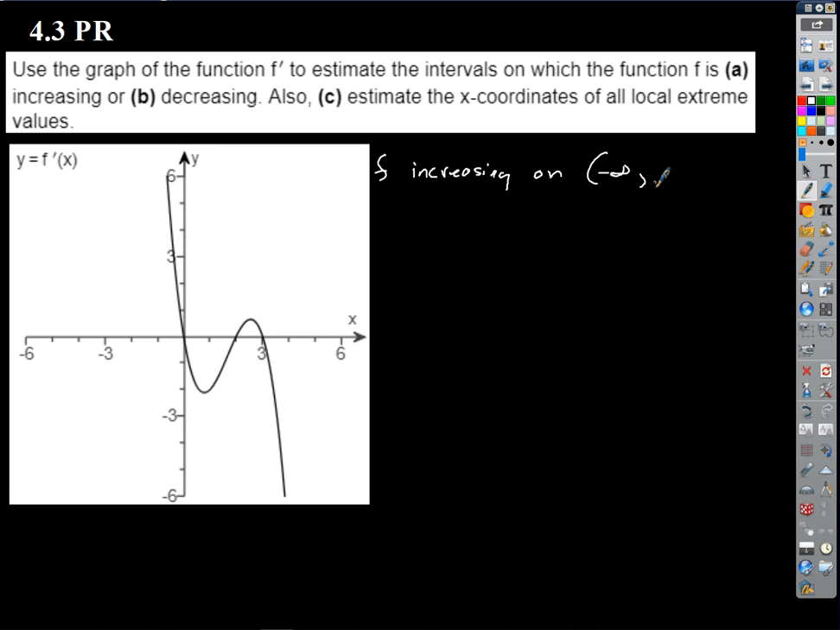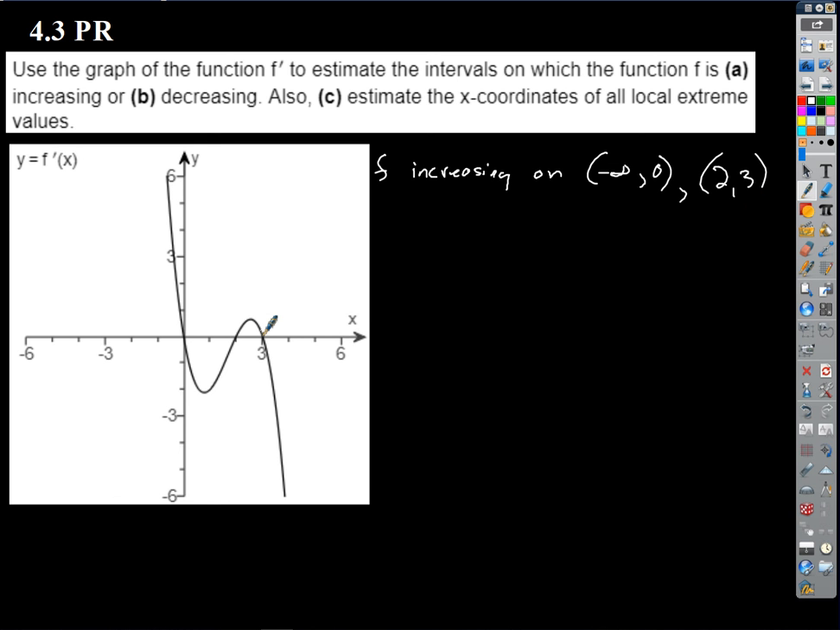Negative infinity to 0. Now, open or closed? Open. Open, good, because it's not happening at 0, it's not increasing or decreasing, it's a transition point, right? Comma. 2 to 3. Everybody see that? Okay, we're just looking at the places where the derivative is positive. That's a simple relationship, but it's kind of hard to conceptualize at first. Where the derivative is positive, the function increases.